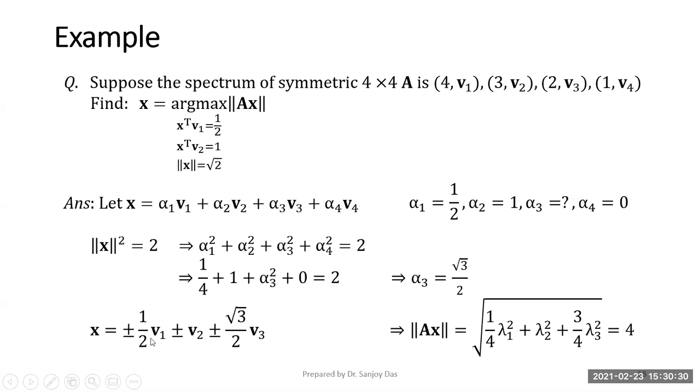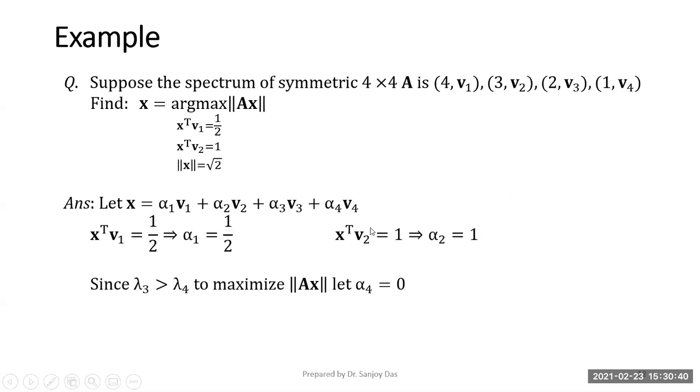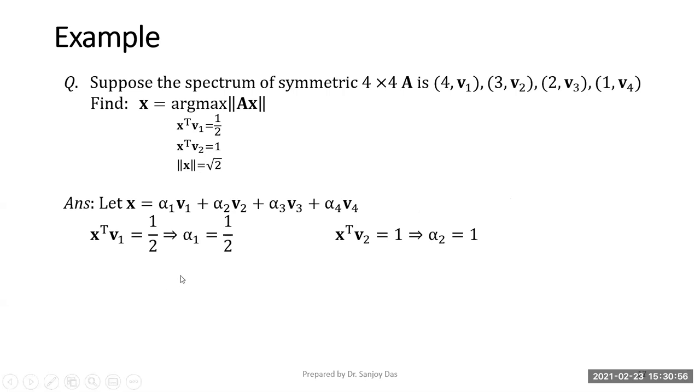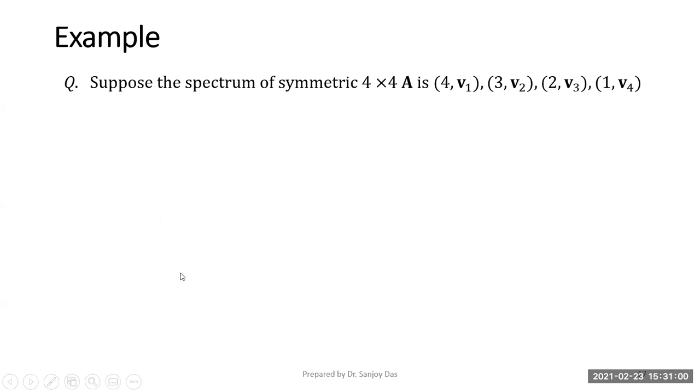X must be plus minus half, well, actually the absolute value of alpha 1 is half. Excuse me, Dr. Das, could you repeat how you could take alpha 4 as 0? Oh, because lambda 3 is more than lambda 4. Okay.